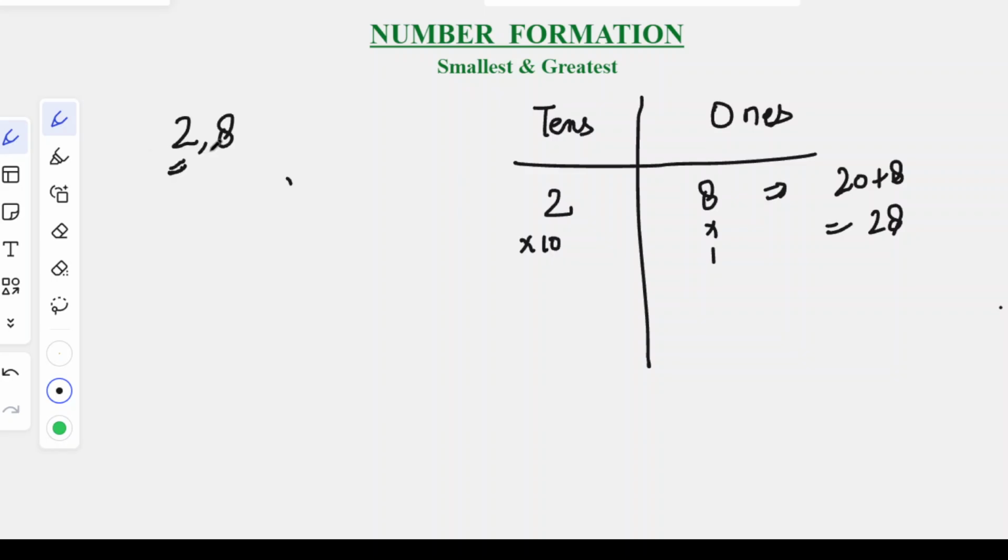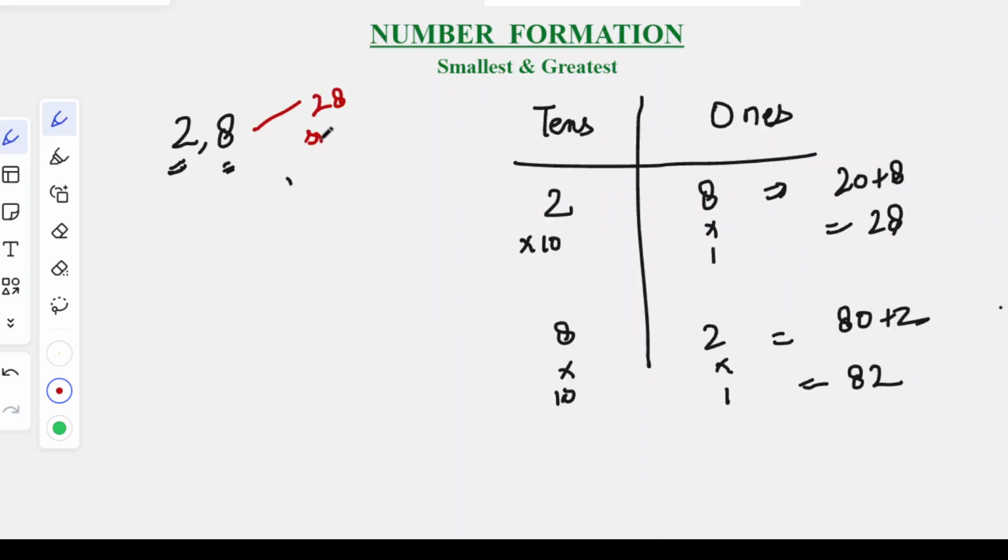For the greatest number, we have to do just the opposite. The greater number will be written in the higher place value column. So 8 will be written in the tens column and 2 will be written in the ones column. We will multiply 8 by 10 and 2 by 1. We will get 80 plus 2, which becomes 82. Okay? So using the digits 2 and 8, we get 28 as the smallest two-digit number and we get 82 as the greatest two-digit number, right?